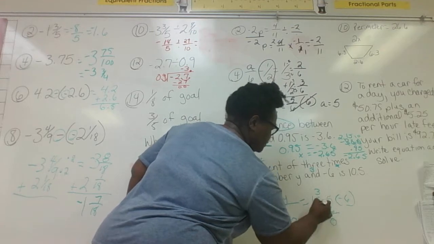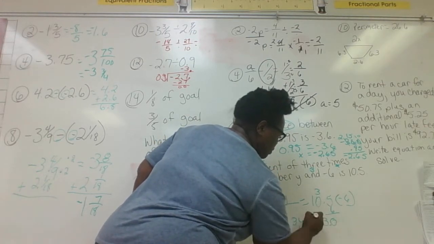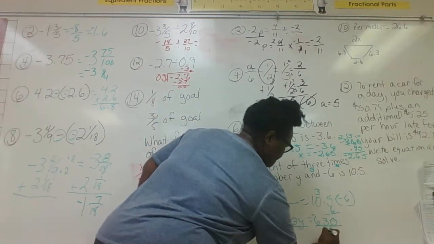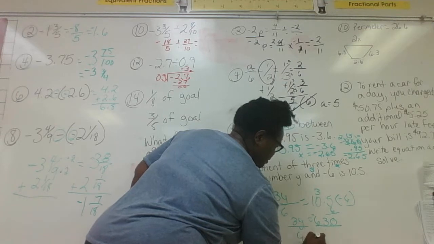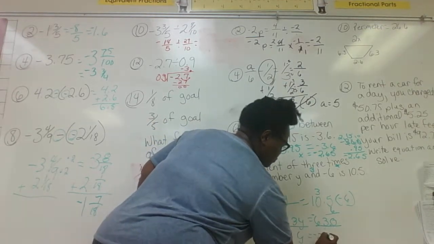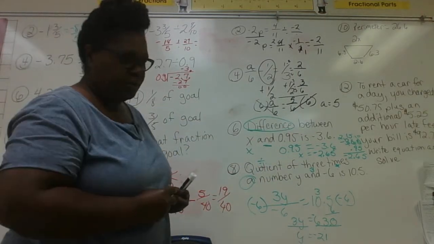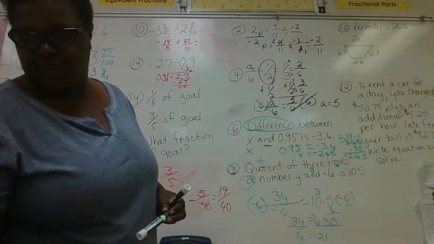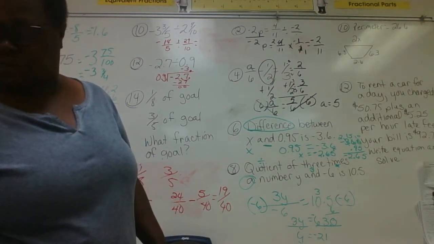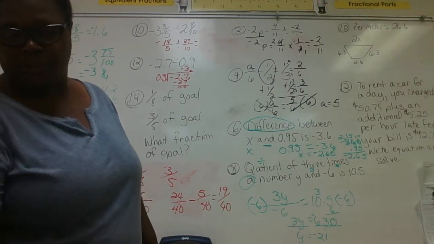this is 0, which is 30. That's 6. One number behind the decimal point is negative. Then divide both sides by 3. And y is equal to 21. Okay, and y is equal to 21 on number 8. Okay, any questions? All right, let's move on to our next one.